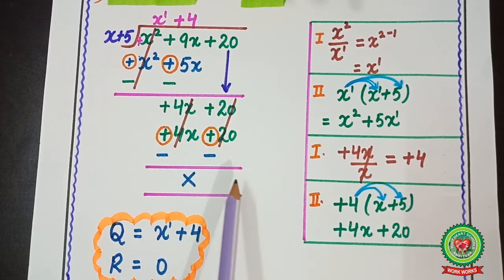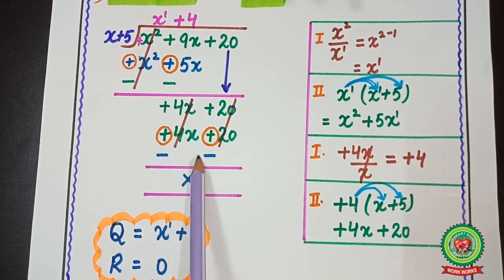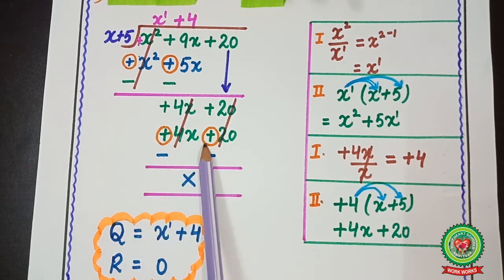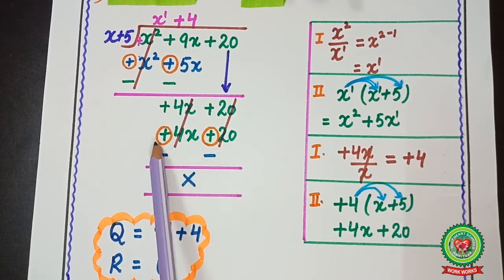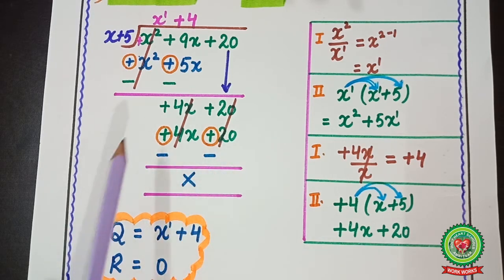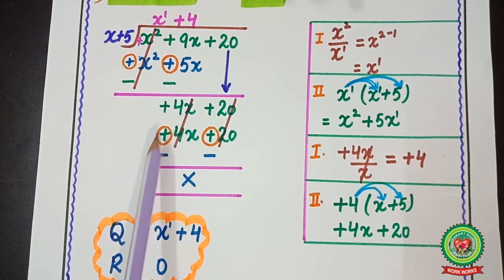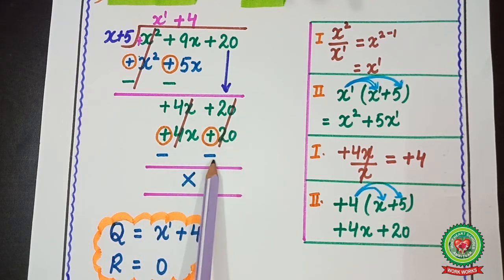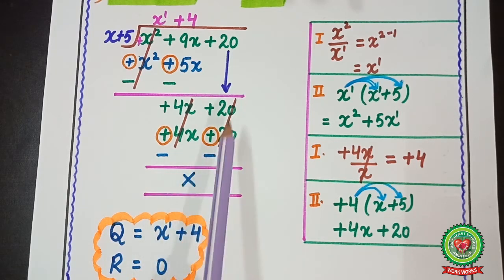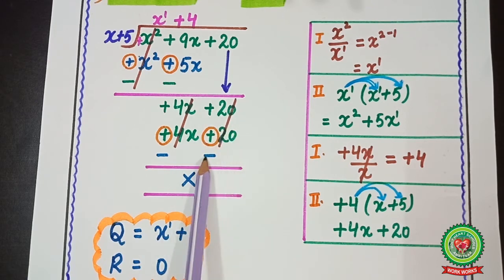Now again we have to subtract them. That means we have to lock these signs and change this sign. So whenever you lock this sign, plus will change into minus, and again plus will change into minus. Now you will see that here plus 4x minus 4x are like terms with opposite signs, so you can cut them. And here again plus 20 minus 20, the same numbers with opposite signs, so you can cut them. So what will you be left with? You are left with nothing, that means 0.